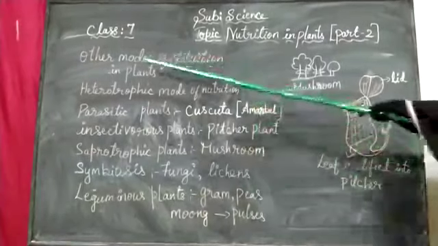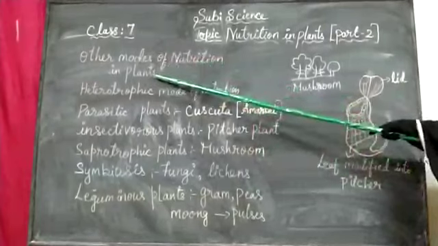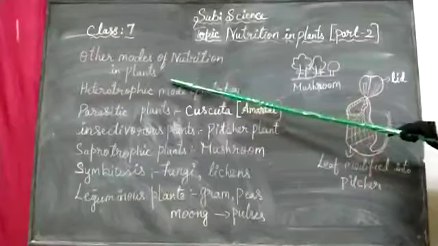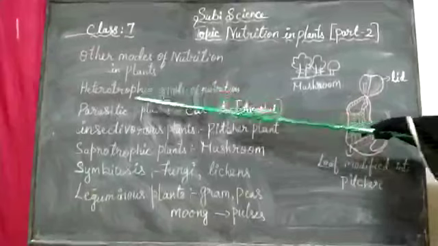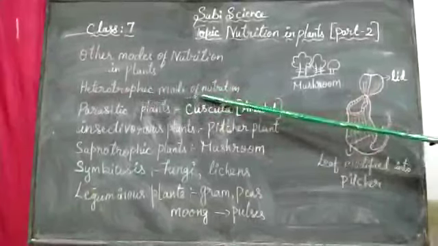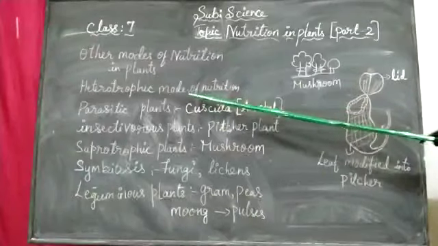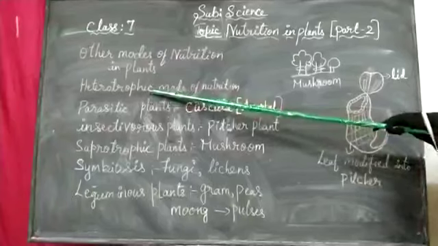There are different modes of nutrition in plants. What are the different modes of nutrition in plants? You are going to learn here. Why do we say that they are heterotrophic mode of nutrition? Because they depend on others for their nutrition. That is the meaning of heterotroph.